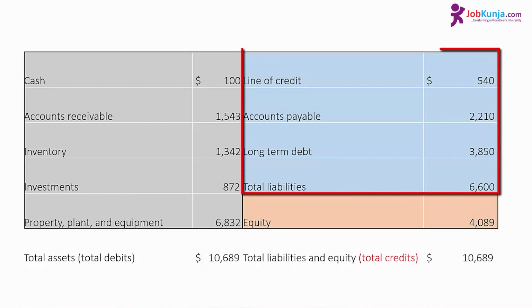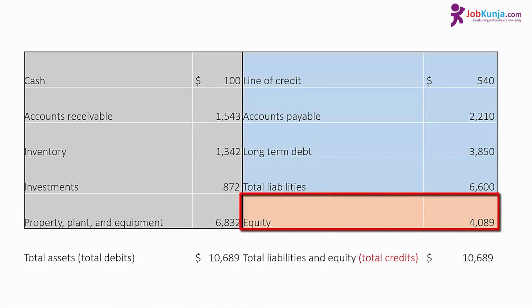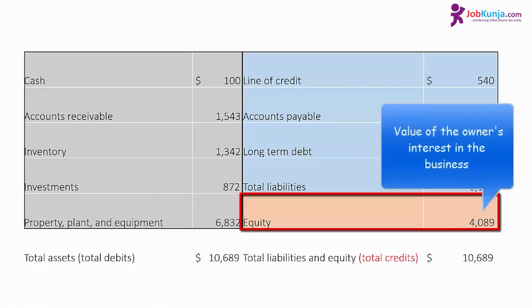On the right-hand side, we list our liabilities. We have a line of credit with the bank for $540. In other words, the bank has lent us $540 on a short-term basis. Our suppliers, the people who we buy our inventory from, are owed $2,210. The bank or some other lender has given us a long-term loan for $3,850, and our total liabilities are $6,600, which is the amount we owe to other people, which then leaves a residual amount of $4,089 of equity, which represents the value of our interest in the business.